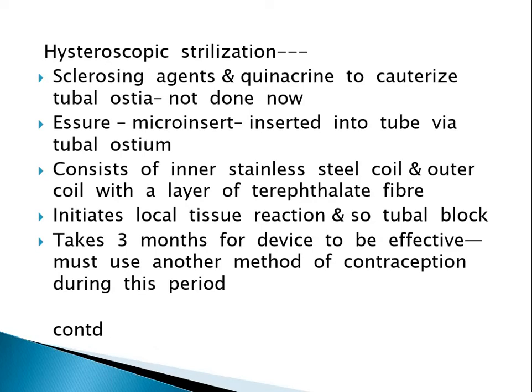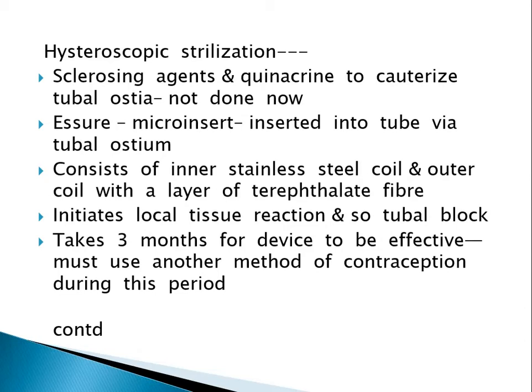Essure is nothing but a small device. It's a micro insert, a very tiny one, which we insert into the fallopian tube, visualizing the tubal ostium through the hysteroscope. Now, it consists of an inner stainless steel coil, a very fine stainless steel coil, and also there's an outer coil which is coated with a terephthalate fiber.